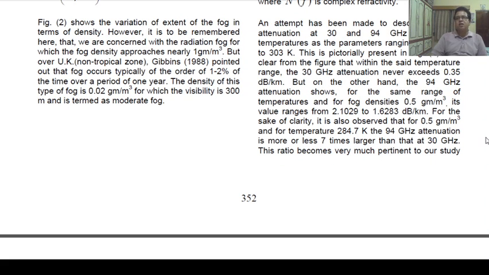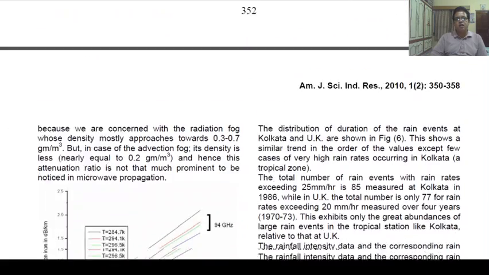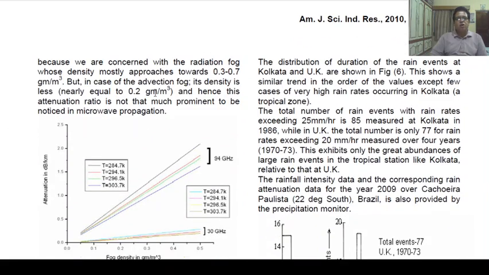This ratio becomes very prominent to our study because we are concerned with radiation fog, whose density mostly approaches 0.3 to 0.7 gram per meter cube. This is the aim of this paper.